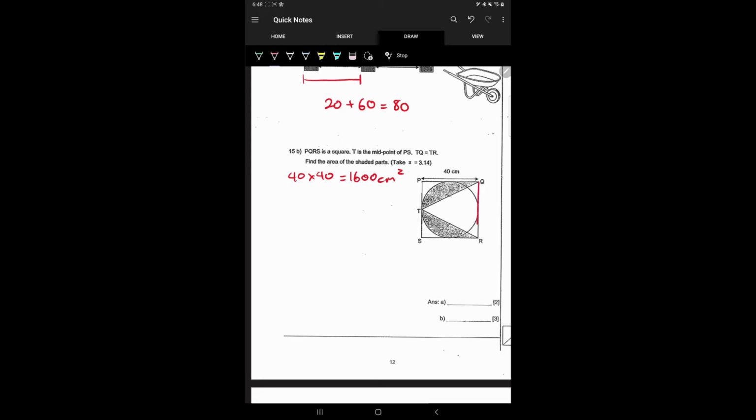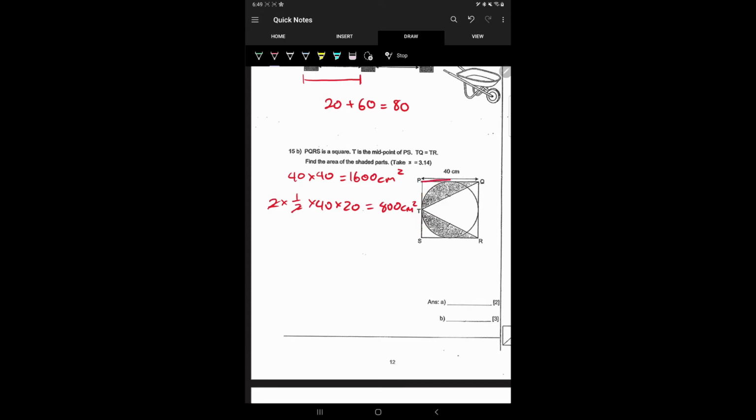Now we find the area of this triangle here, which we can easily compute because we know this is 40 and the height is also 40. So you take 2 times half times 40 times 20. The 2 cancels out, so it's 800 cm squared. Now this is the tricky part, which is to find this part and also this part.